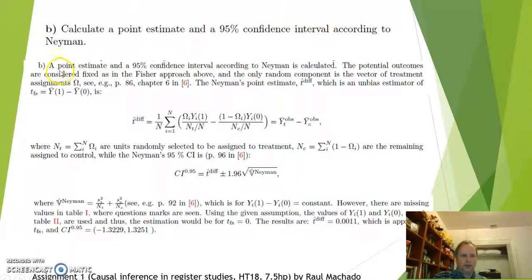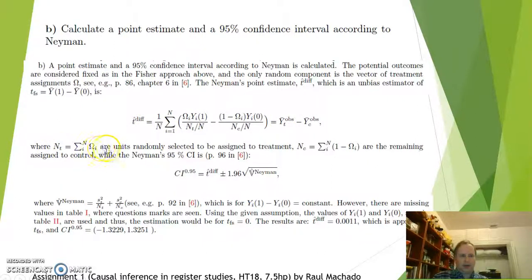The point estimate and the 95% confidence interval according to Neyman are calculated here. The potential outcomes are considered fixed as in the Fisher approach, and the only random component is the treatment assignment vector. Okay? The Neyman point estimate has a formula. For instance, you can see the formula in the literature, in Rubin's books. This is one of them.